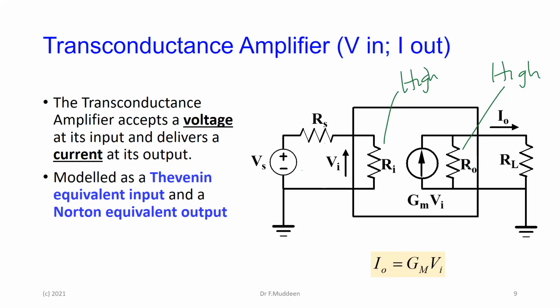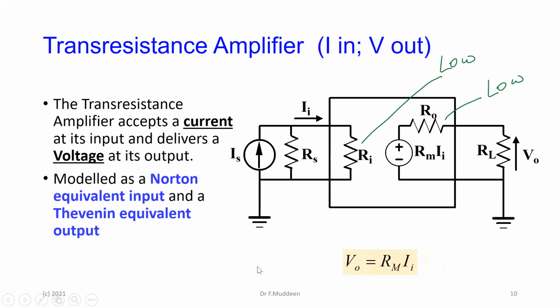And the output we model as a Norton, which is an ideal current source and a shunt resistance. In this kind of thing, a transconductance, because it's taking voltage in, the input impedance has to be high, so all of the voltage drops across here. And because it's a device that is giving current out, the output impedance also has to be high, so it drops the current across the load. And the relationship between the input and output is something called the transconductance. And the usual symbol for it is a capital G.